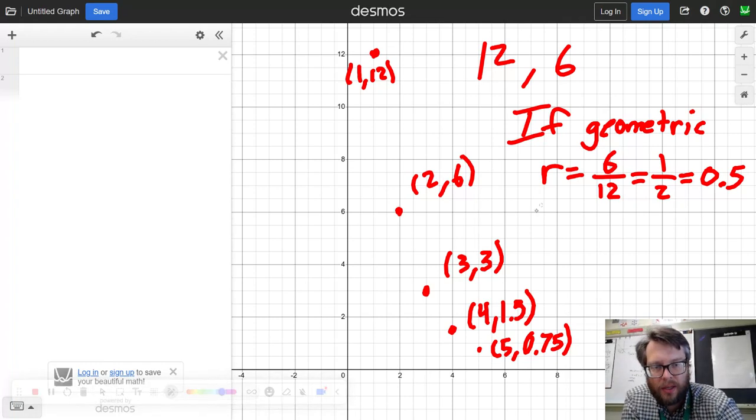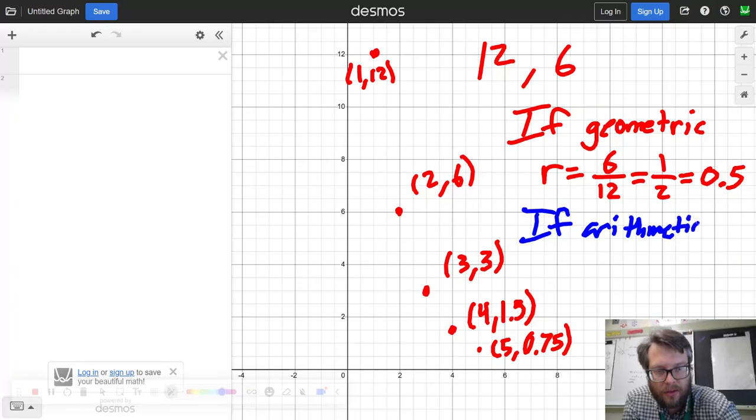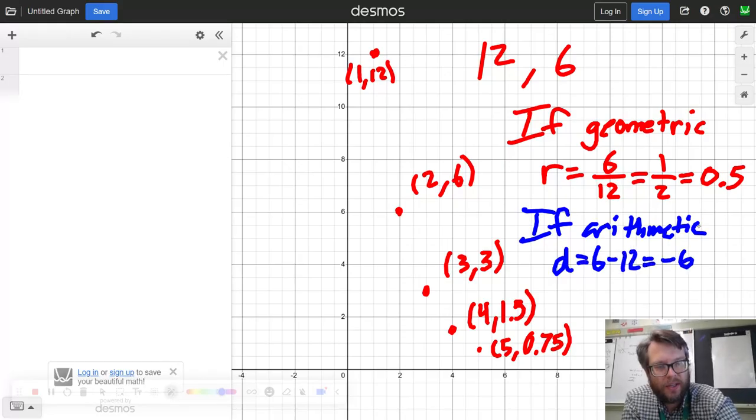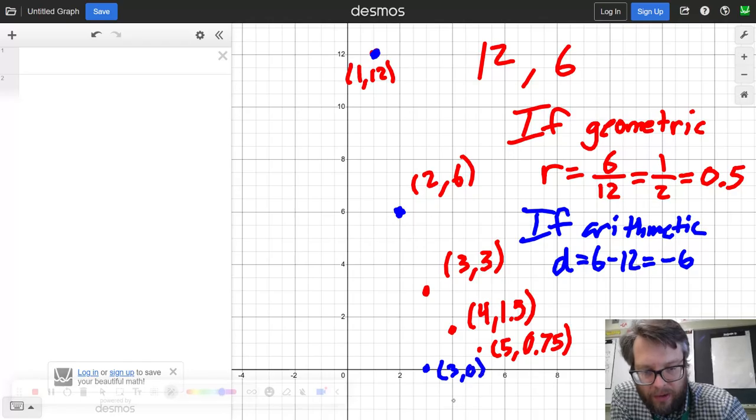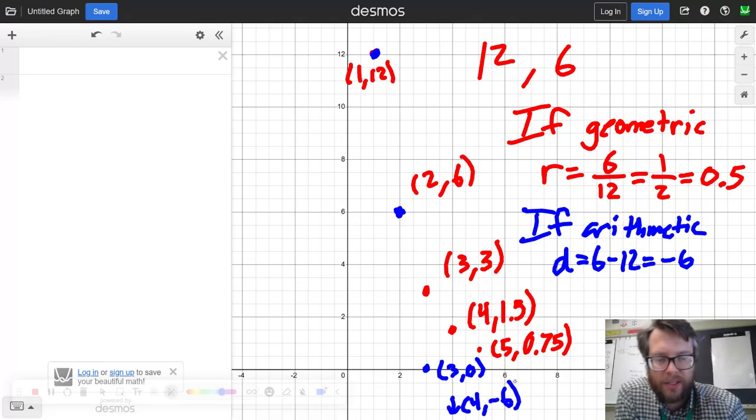Now let's switch colors. If it was arithmetic, then my common difference, how much it changes by, is 6 minus 12. That's negative 6. A lot of you would say, oh, it's just going down by 6. So my first term is still (1, 12). My second term is still (2, 6). Then I go down 6 more, so my third term would actually be at (3, 0). And my fourth term would be down there at (4, -6), because I'm just subtracting 6 each time, over and over and over again.